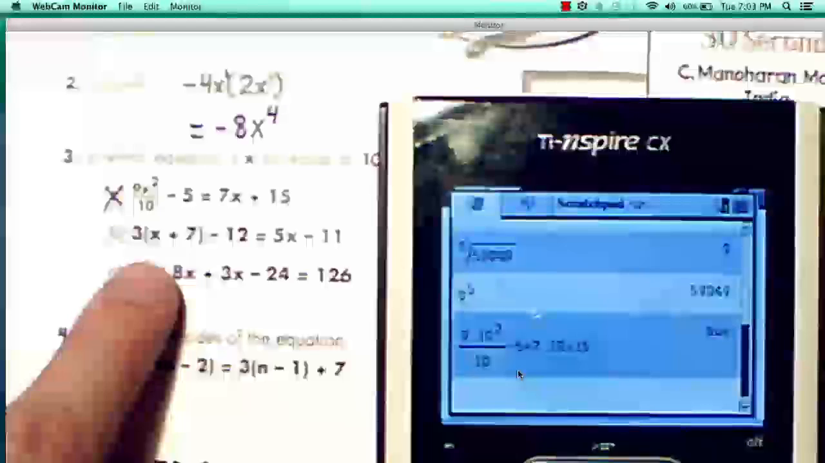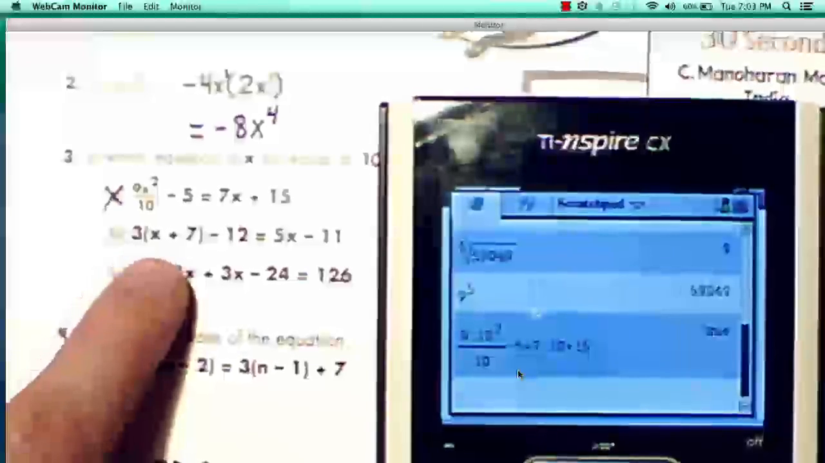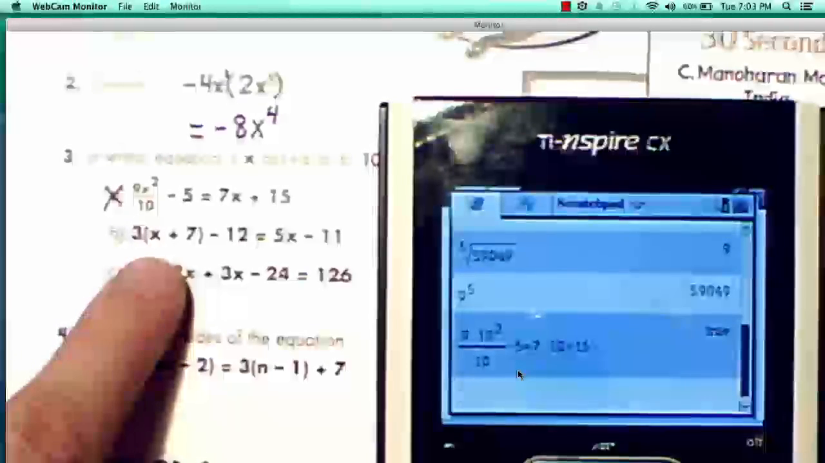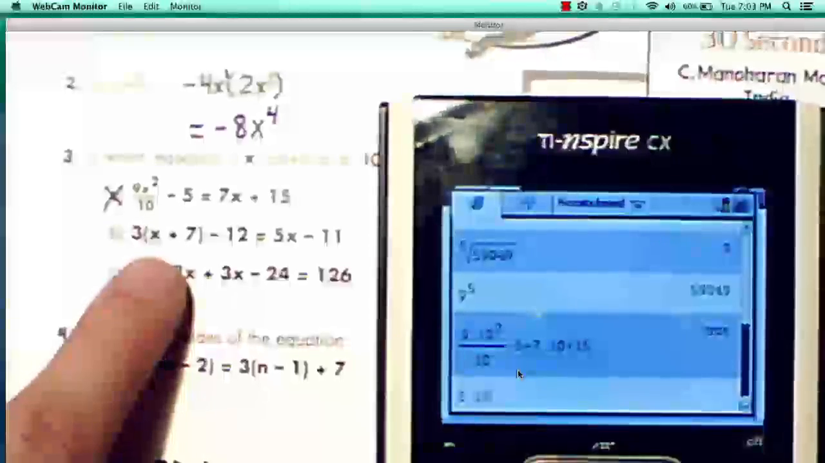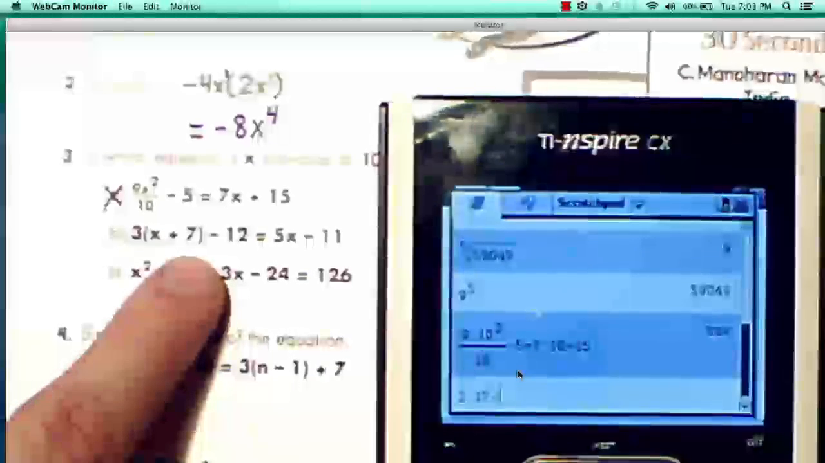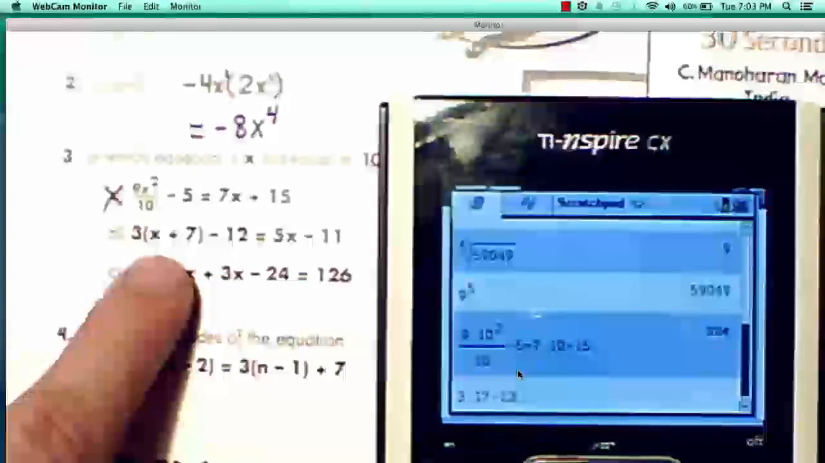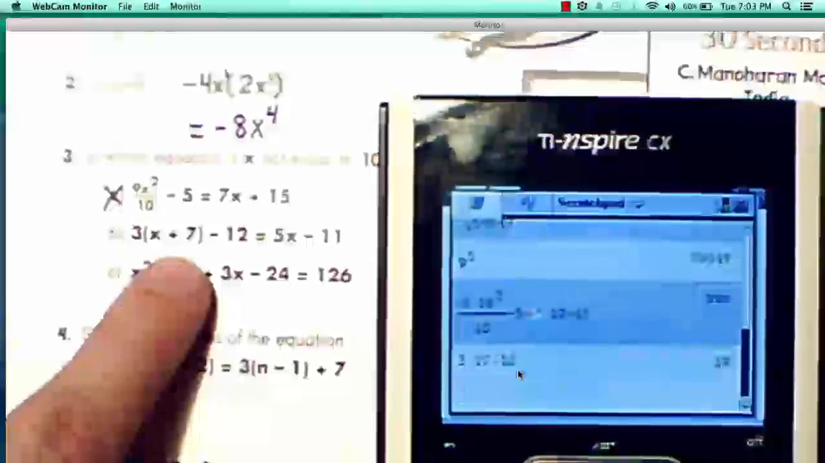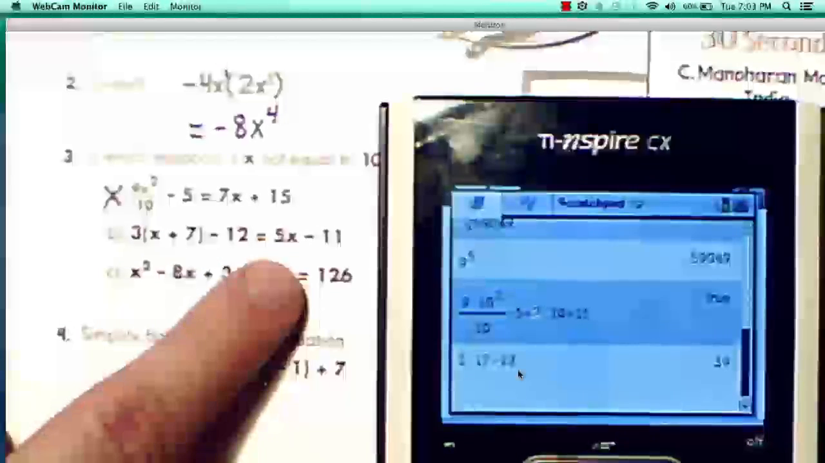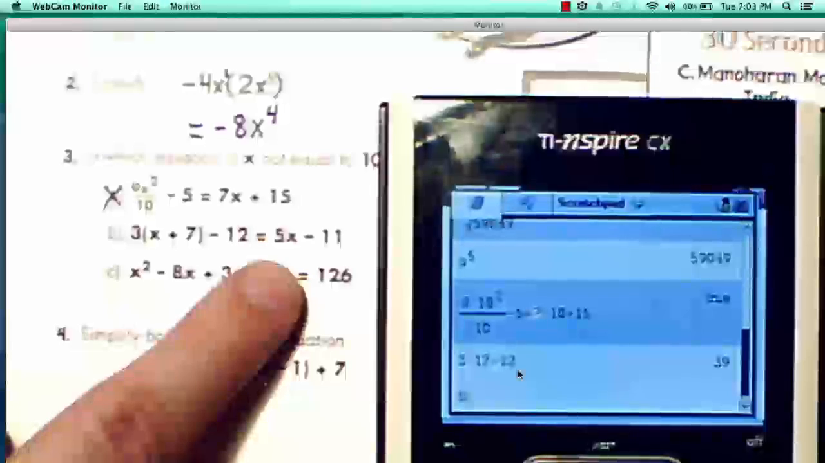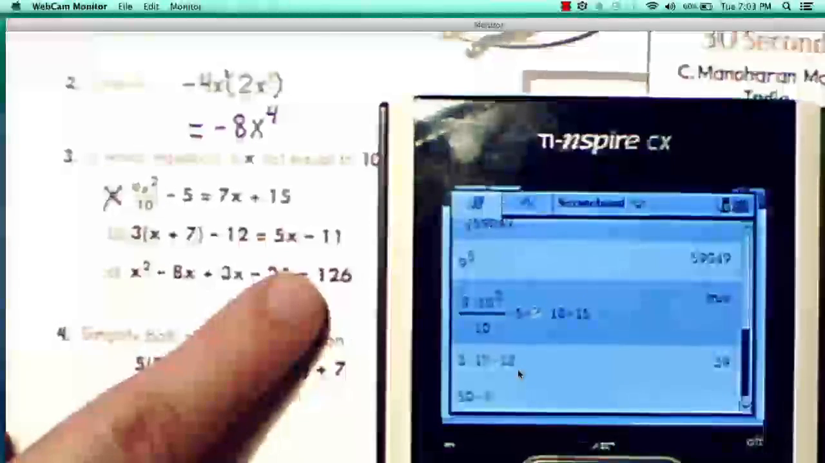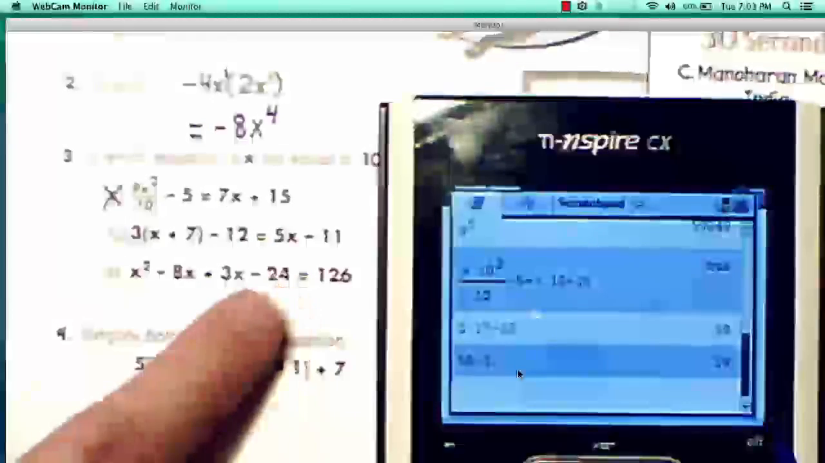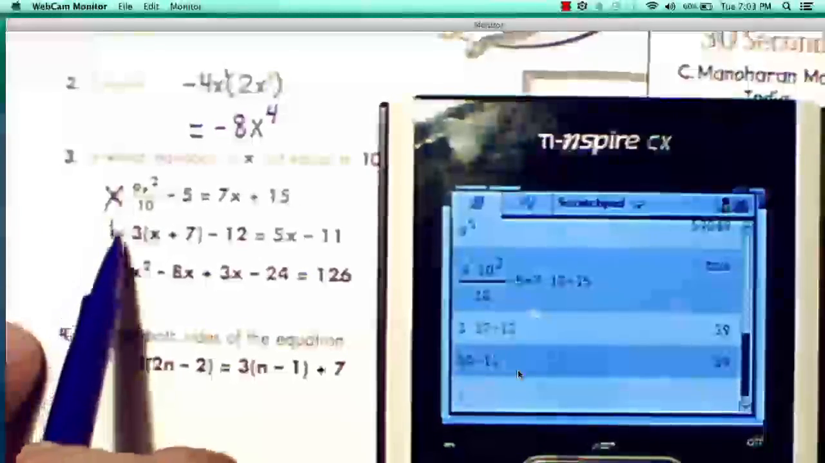I'll try B. I'm going to do a little substitution in my head. 10 plus 7 will be 17. So here 3 times 17 will be this first part, minus 12. I'm going to evaluate the left side and evaluate the right side independently. Now 5 times 10, that'll be 50. Subtract 11, also 39. So we see B is 10 as well.